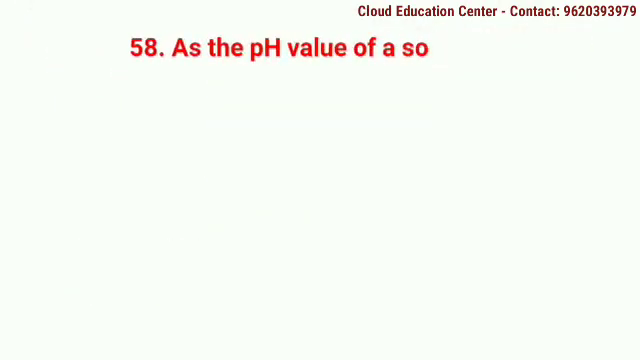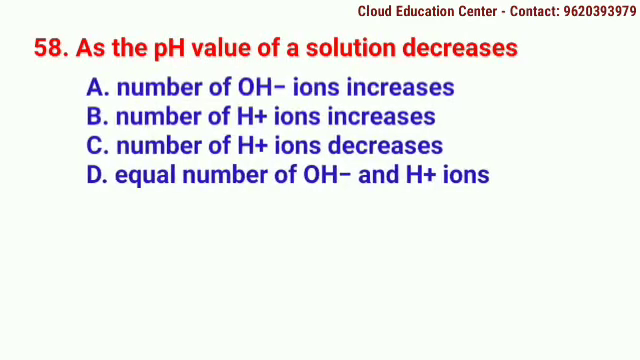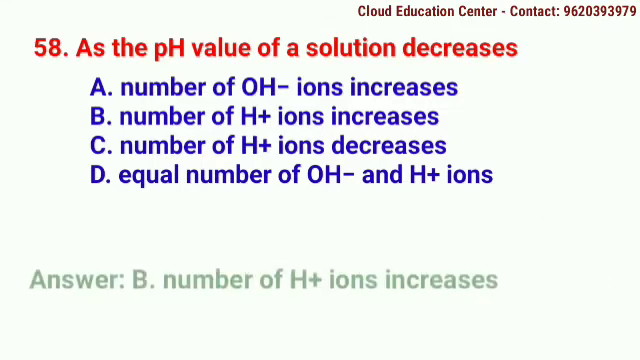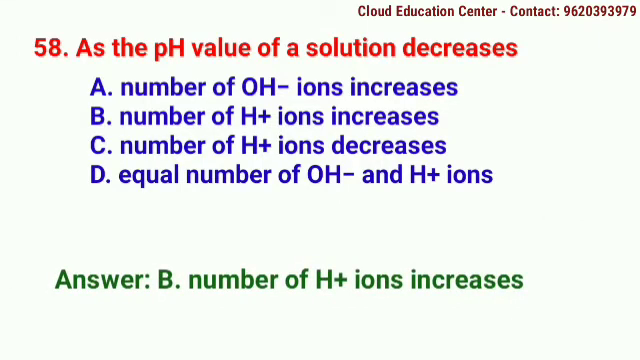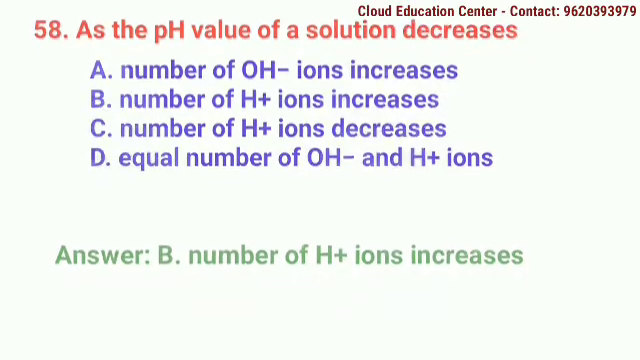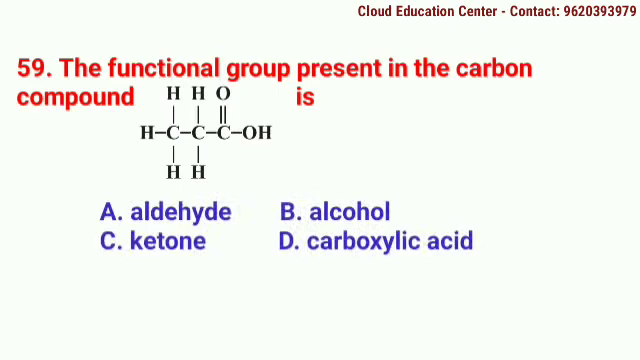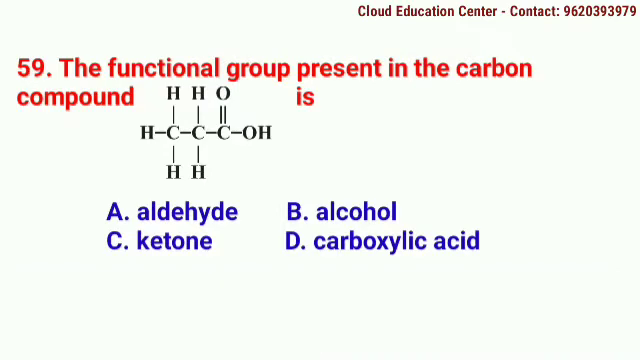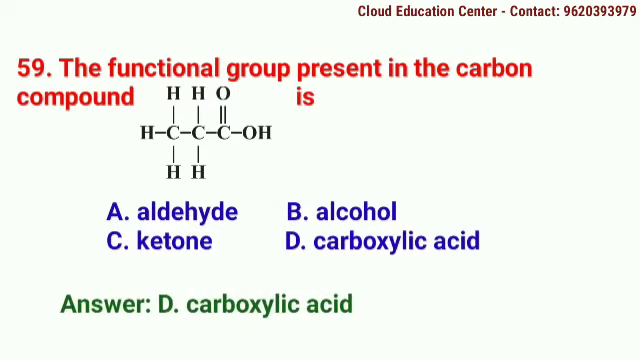The next question is, as the pH value of a solution decreases, there are four options. Based on the diagram which is displayed on the screen, option B is the correct answer, that is number of H plus ions increases. The next question is, the functional group present in the carbon compound is. They are given the compound, they are given four options. Based on the diagram which is getting displayed on the screen, option D, carboxylic acid is the correct answer.